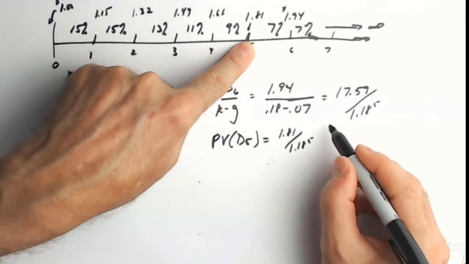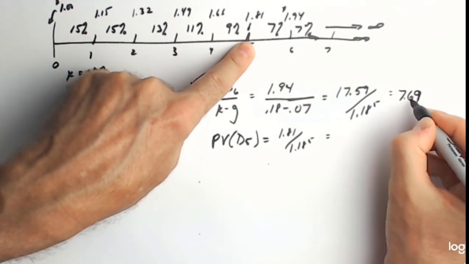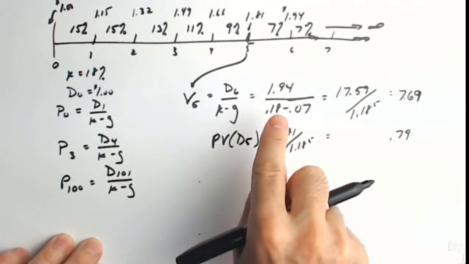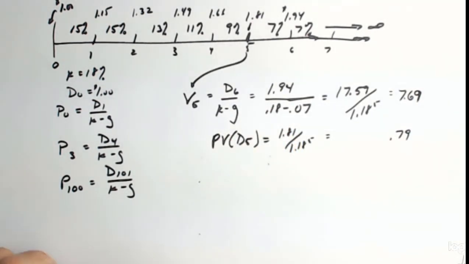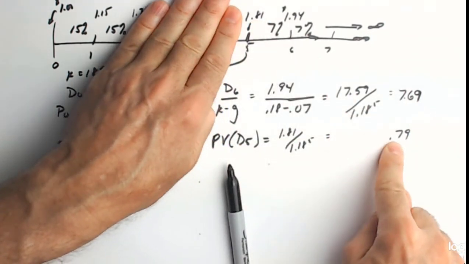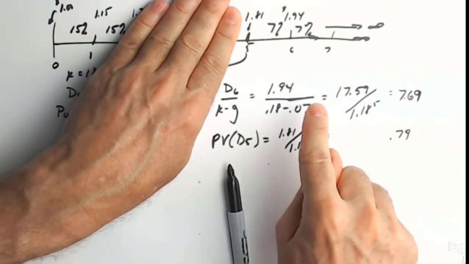So this turns out to be, oops, I should write this out. This says 7.69, and this comes out to be 79 cents. So what I'm saying, let's be clear here. This dividend right here, the present value of that dividend is 79 cents today, discounted back 5 years at 18%.